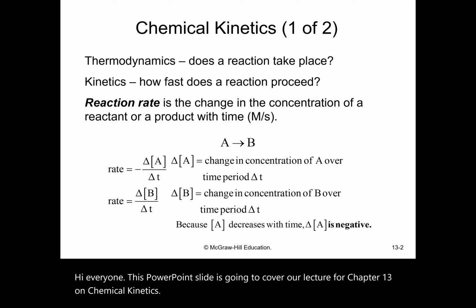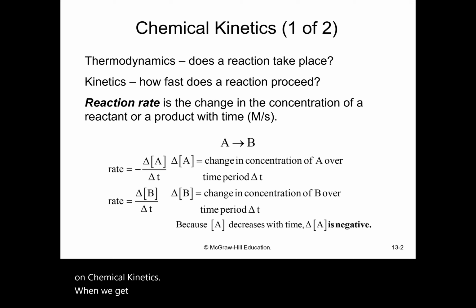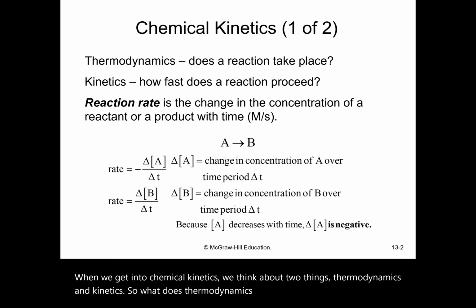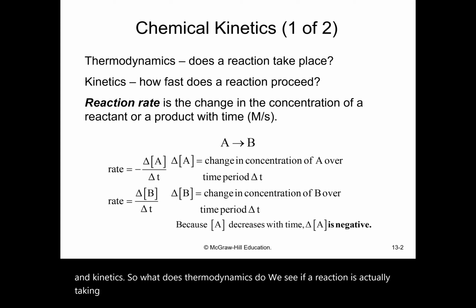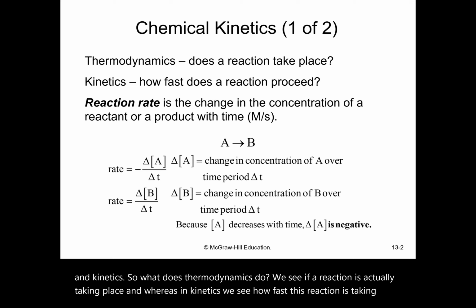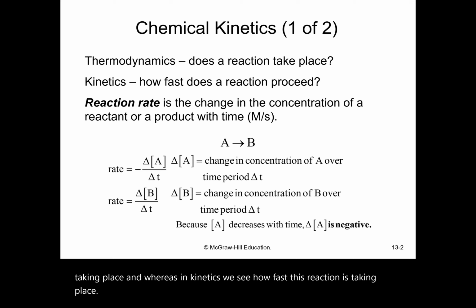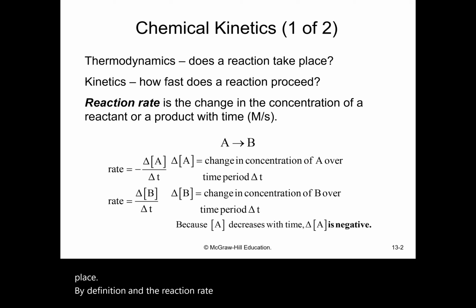When we get into chemical kinetics, we think about two things, thermodynamics and kinetics. So what does thermodynamics do? We see if a reaction is actually taking place. Whereas in kinetics, we see how fast this reaction is taking place. By definition, the reaction rate is a change in the concentration of a reactant or a product with time, and the units are capital M over S.